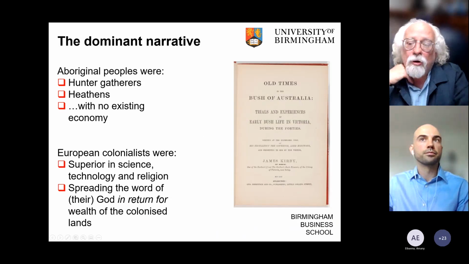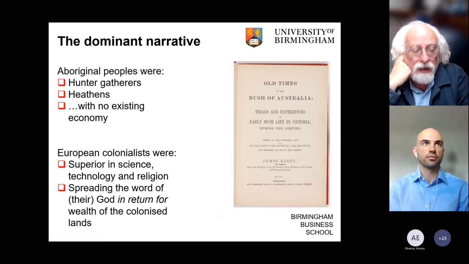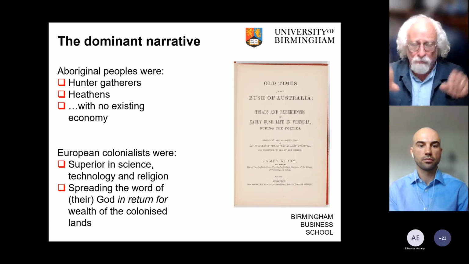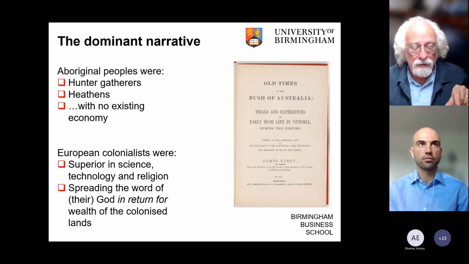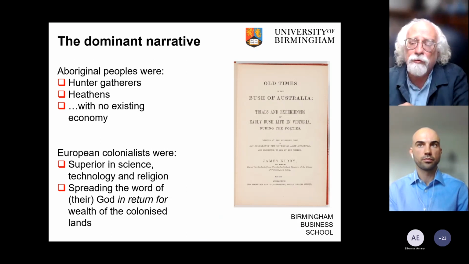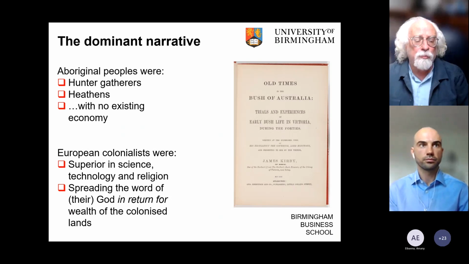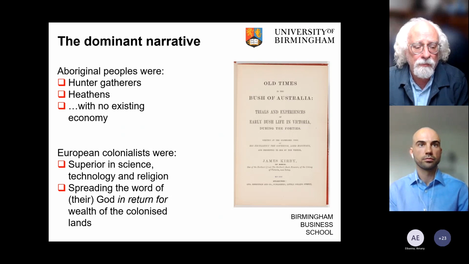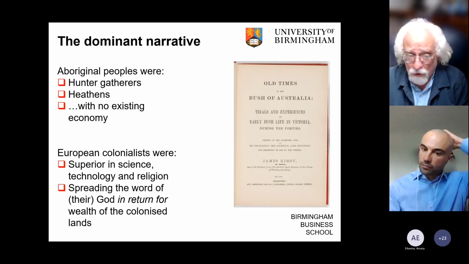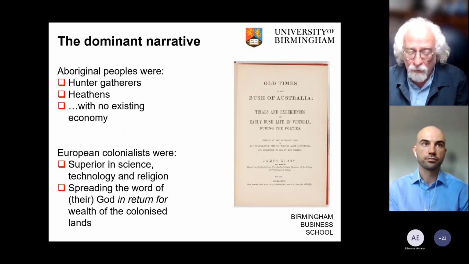The dominant narrative from Bush's Old Times in Australia says Aboriginal peoples are hunters and gatherers, they're heathens, and they don't have an existing economy. So in other words, primitive. And I recognise the derogatory nature of that term, but that's part of what comes through from this pamphlet. European colonists, however, are superior in science, technology and religion, and they're spreading the word of their God in return for wealth of the colonised land. And that's what the dominant narrative is.